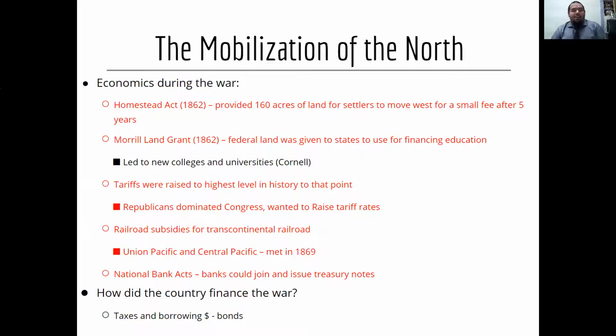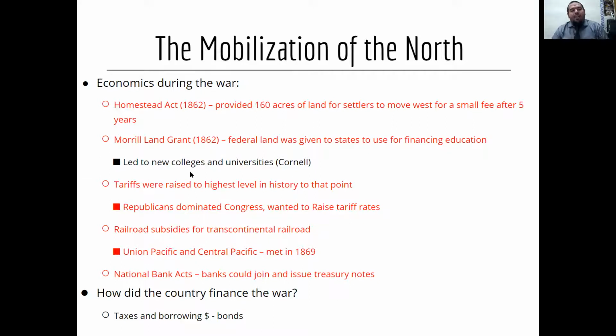So mobilization of the North, you have the Homestead Act in 1862, which provided 160 acres of land for settlers to move west for a small fee after 5 years. Okay, the more and more people move out west, the more these territories get populated. They can apply for statehood and apply to join the Union. You have the Morrill Land Grant, which was federal land given to states to use for financing education. It's going to lead to new colleges and universities, such as the prestigious Cornell University.